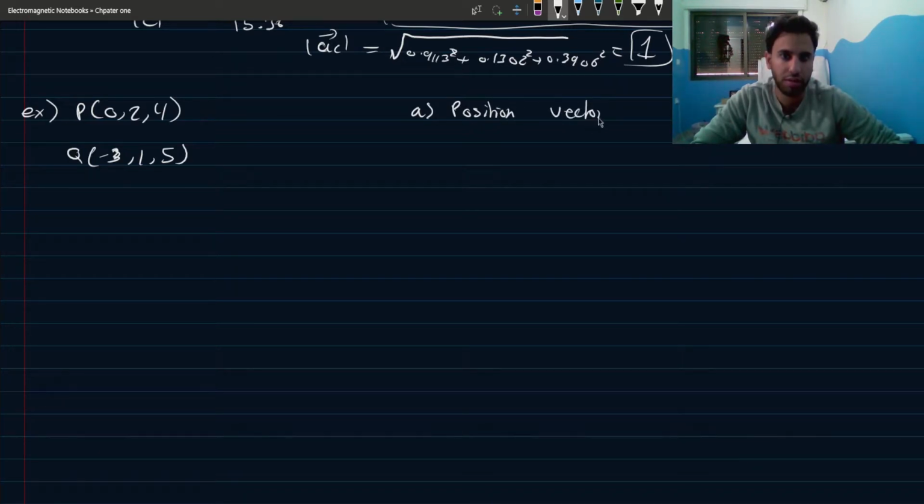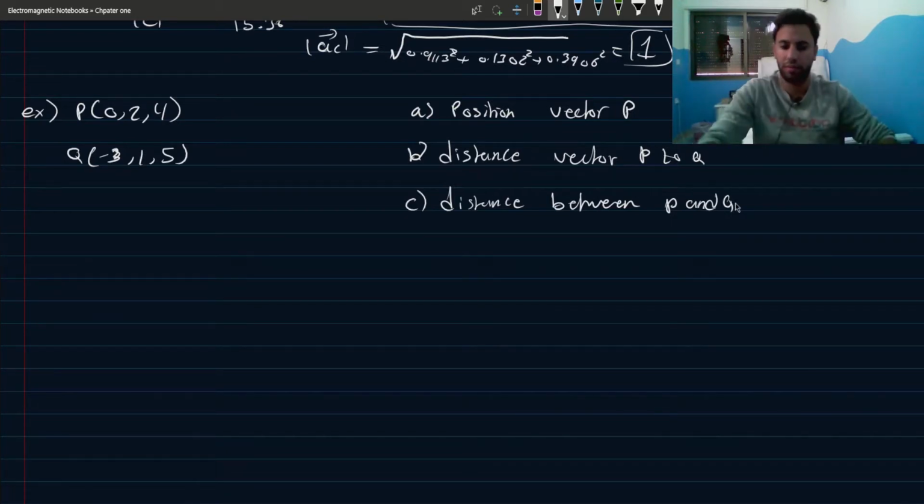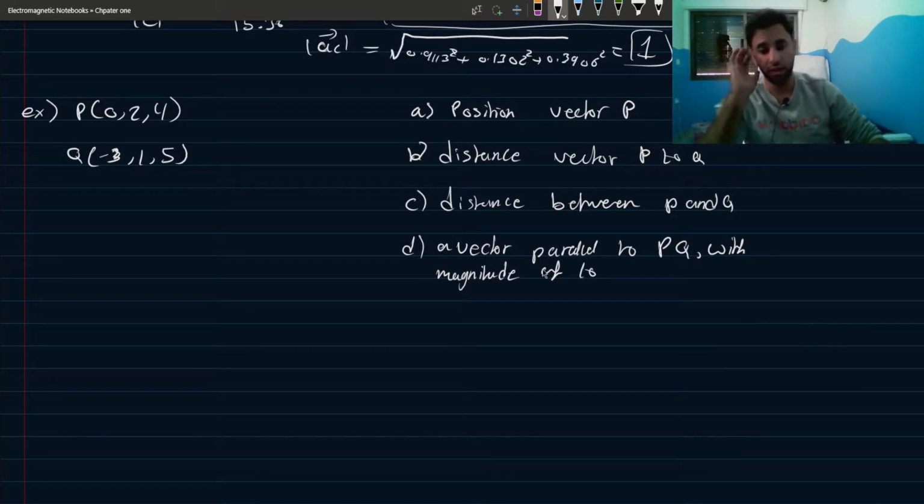Position vector of P. They want the distance vector from P to Q. They want to see the distance between P and Q. And last, they want a vector parallel to PQ with magnitude of 10. Okay, these are all great questions.